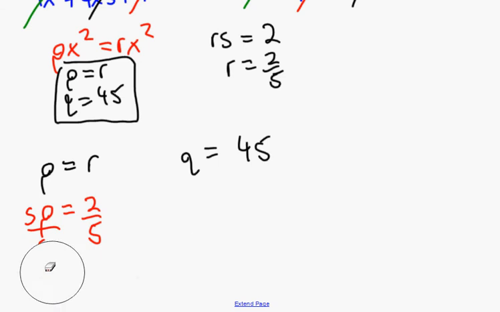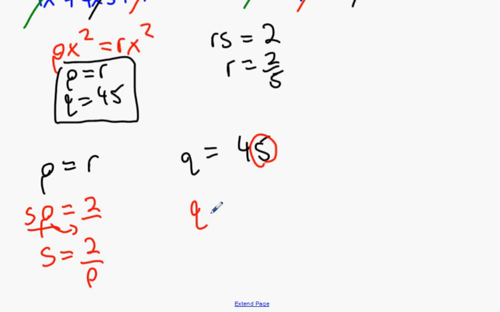Now, S multiplied by P is the same thing as 2. Get the S on its own. S is the same thing as 2 over P. Do you see that? I brought the P underneath the 2. Now, see the way I have Q equals 4S? I'm now going to say Q equals 4 times 2 over P. 4 times 2 over P, anybody? 4 times 2? And then the P just stays on the bottom.